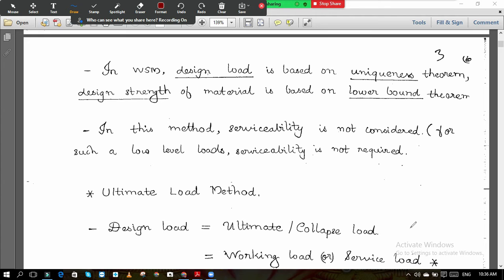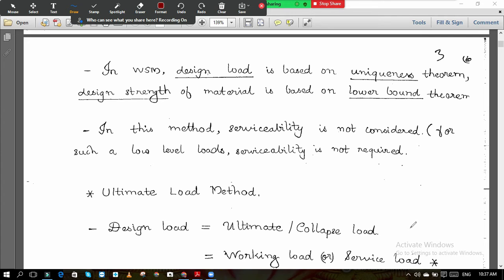This is one more drawback of this working stress method, that if you calculate the sizes of any member by using the working stress method, then you will get bigger sizes as compared to limit state method or ultimate load method. Okay, because we are considering the stress in the material in that case. But we don't consider the conditions in the serviceability here in the working stress method.